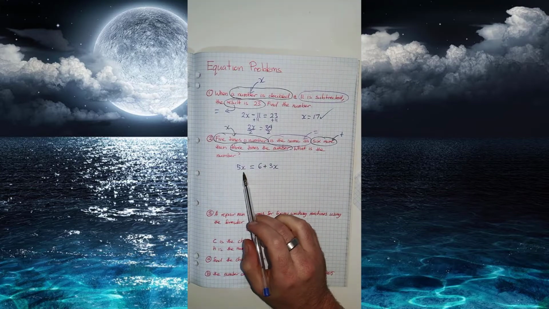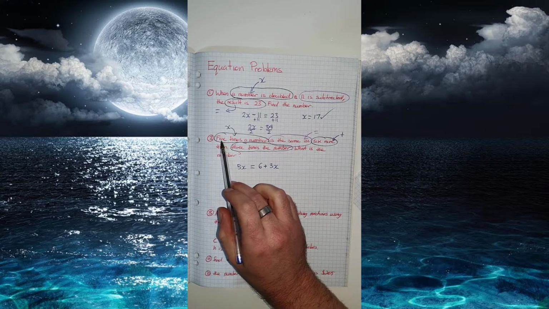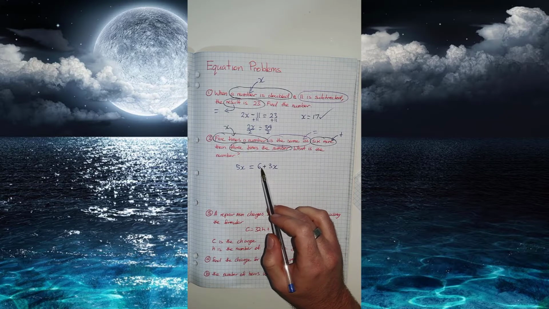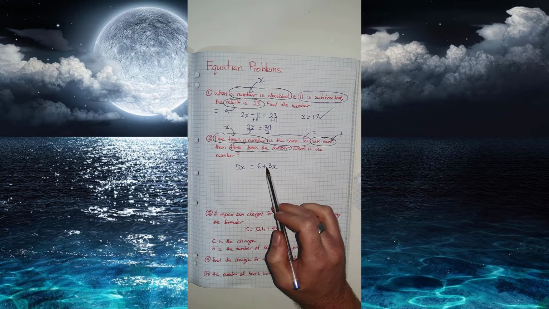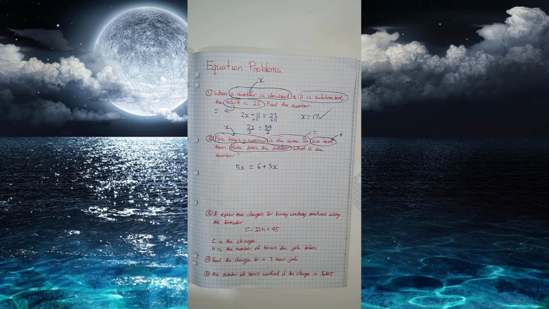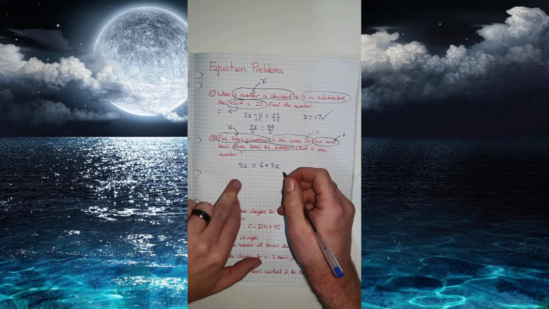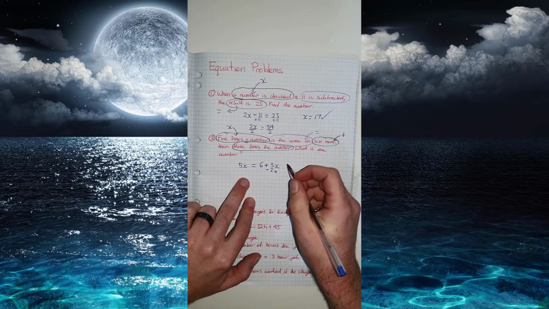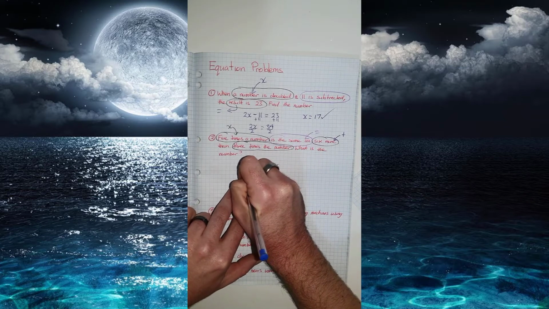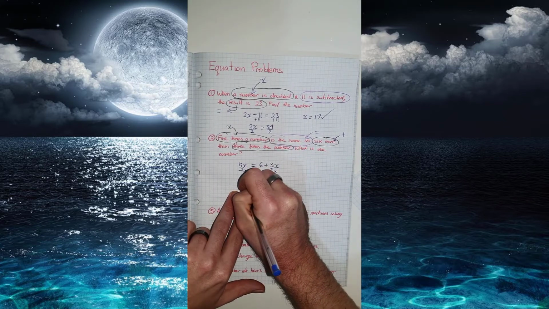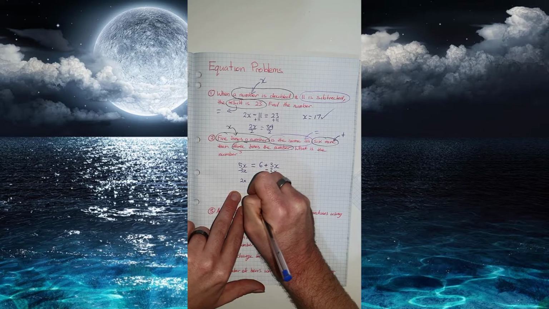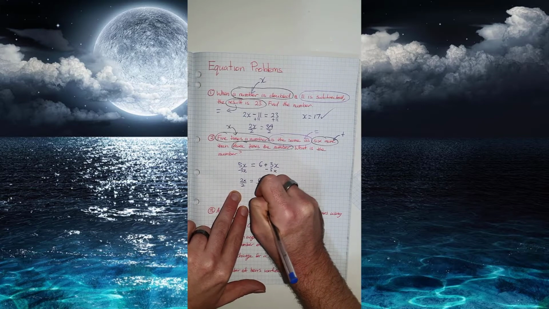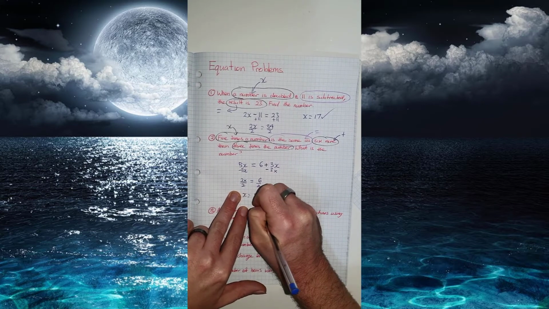So we've got 5x, so 5 times a number, equals 6 more than, so 6 plus 3 times the number. Now that we've got this, it is nice and simple to work out. So let's get rid of the 3x from this side because I like all my pronumerals on my left. It makes a little bit more logical sense. So 2x equals 6, divided by 2, divided by 2, x equals 3.